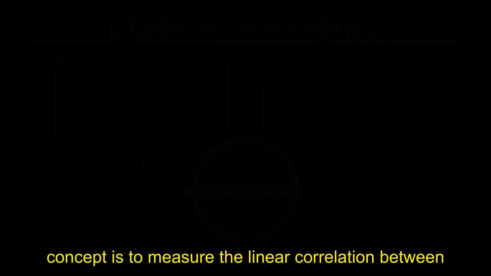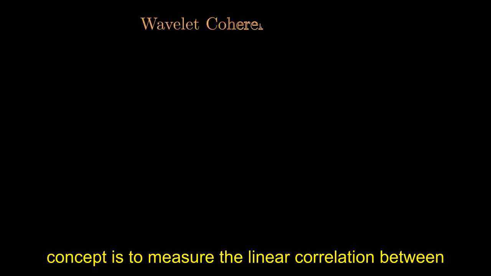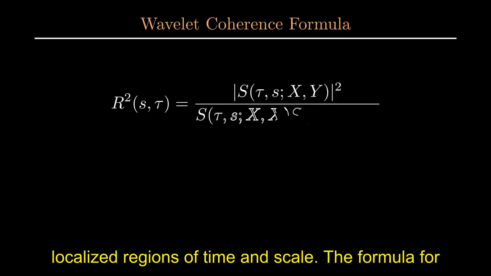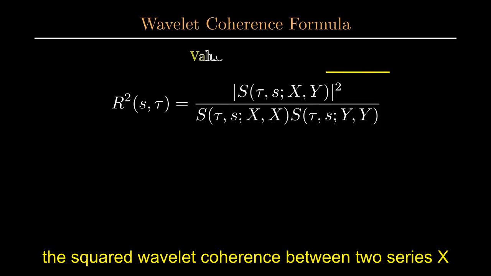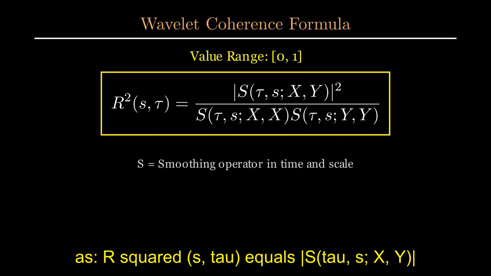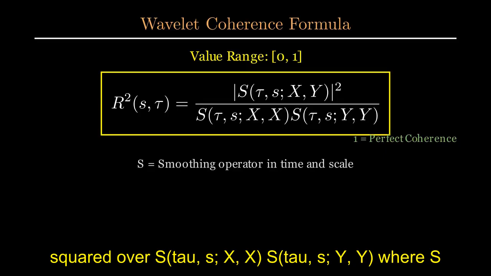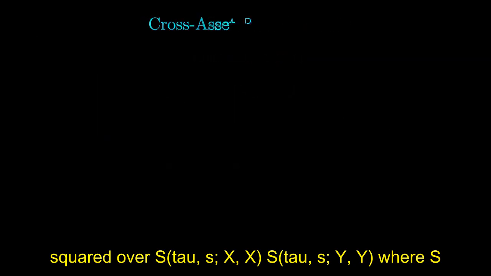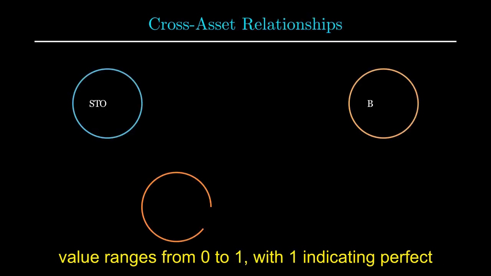The core concept is to measure the linear correlation between the wavelet transform of two time series within localized regions of time and scale. The formula for the squared wavelet coherence between two series x and y at scale s and time τ is often represented as R²(s, τ) = |S(W^xy(s, τ))|² / (S(|W^x(s, τ)|²) · S(|W^y(s, τ)|²)), where S denotes a smoothing operator in time and scale. This value ranges from 0 to 1, with 1 indicating perfect coherence.